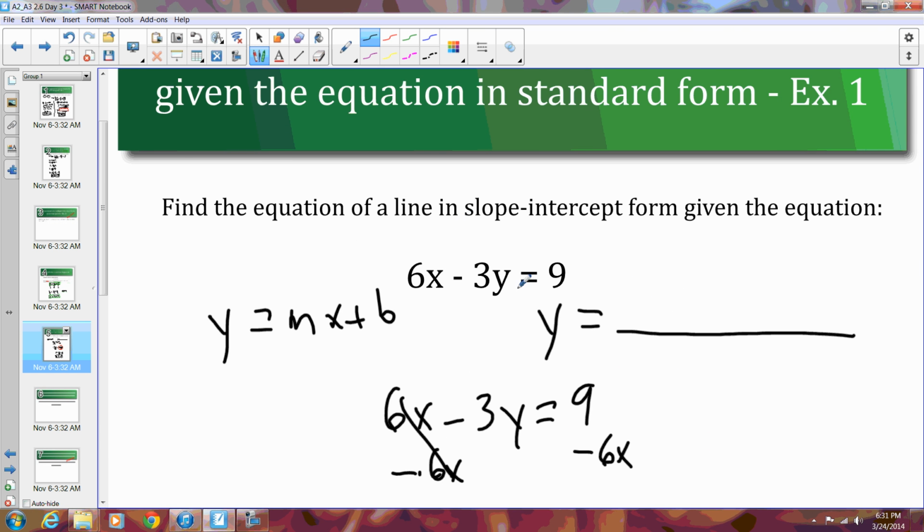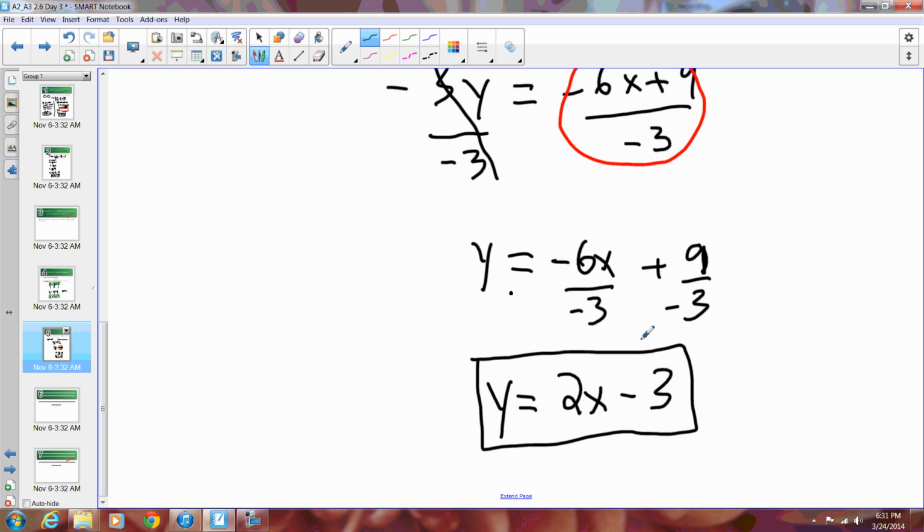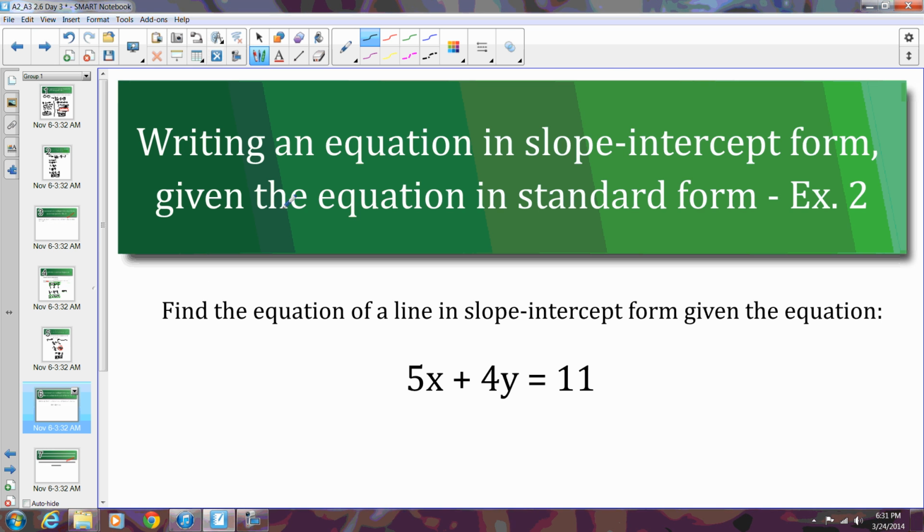Now I have an equation in slope-intercept form that I started from standard form, right? Here's the standard form, 6x minus 3y is equal to 9. These equations are equivalent, but now I know its slope and I know its y-intercept. Okay, let's do another one.